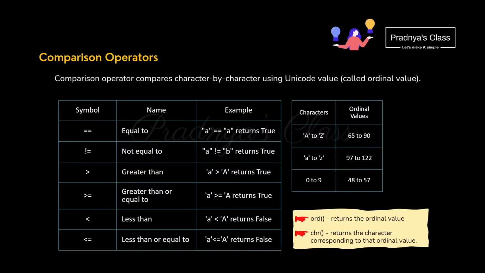What about comparison operators? All the comparison operators we can use on the string. The comparison will be based on the ordinal value, or we can say the ASCII value. So when the comparison is done, the ASCII value will get considered. That's why capital A is less than capital B because A is 65 and B is 66. So here is a table with some of the ordinal values. Using ord function you can find out the ordinal value, and if you have ordinal value and you want to know the character, you can use chr function.